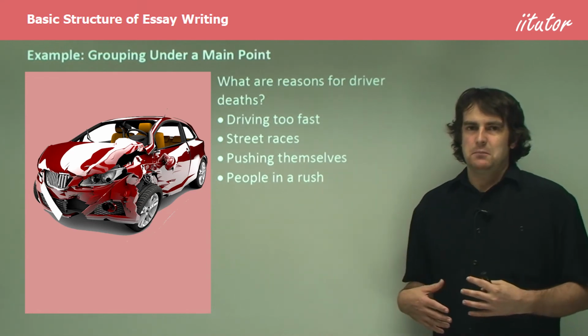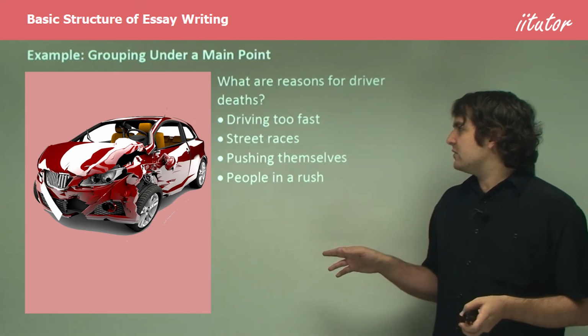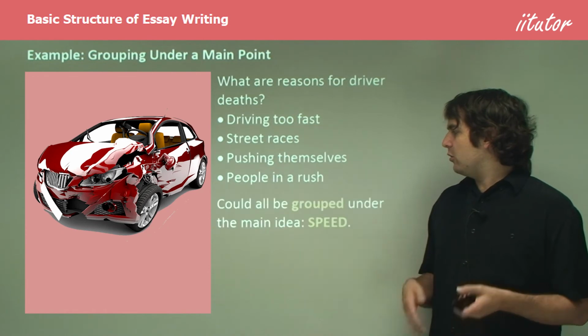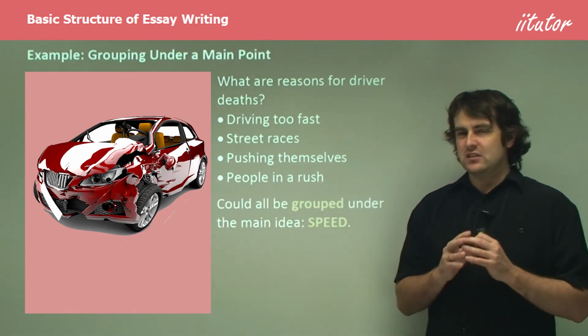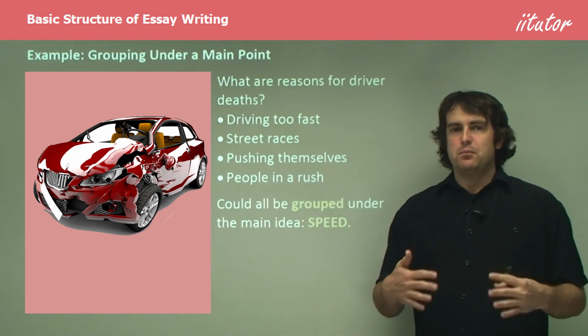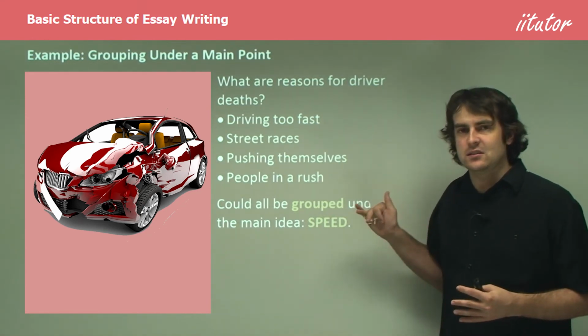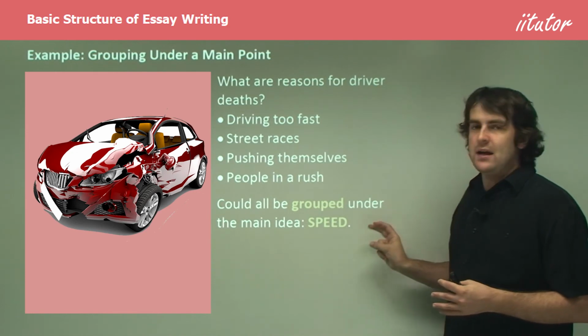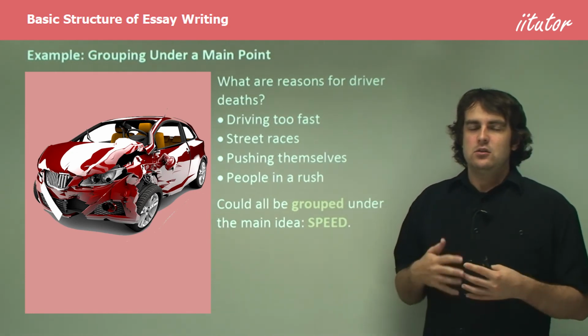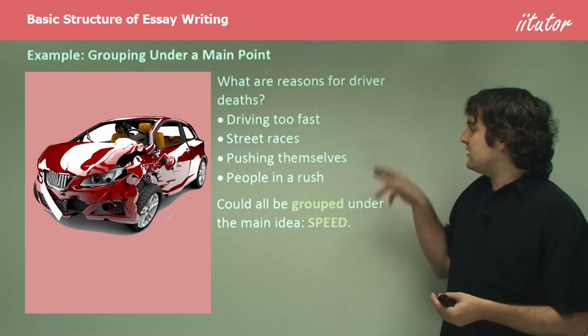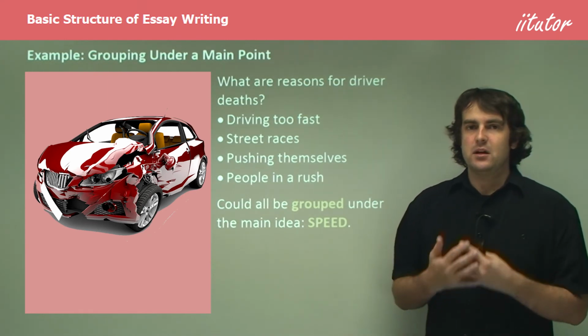Well, you could do that, but really driving too fast, street races, pushing themselves, people in a rush can all be grouped under speed. And if you start off with speed, you're covering a much bigger portion, which includes all of these things. And you can use all of these things as your valid reasons why. But you're grouping them under that banner of speed. So immediately you're focusing on the main reason for driver deaths is speed. Simple as that. Makes it much easier.